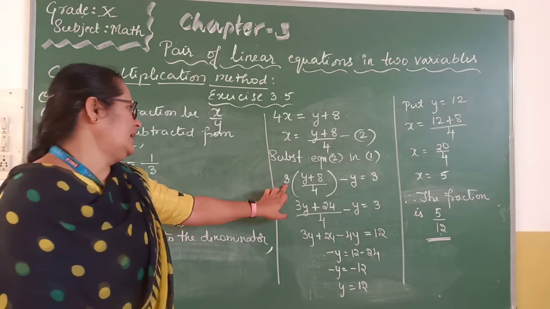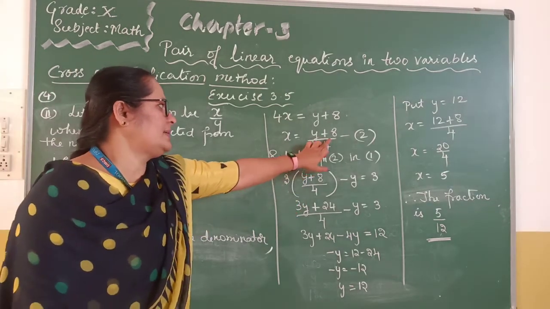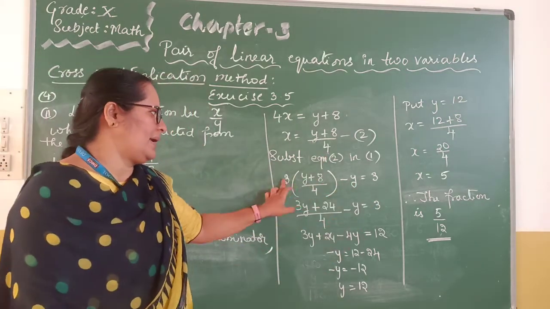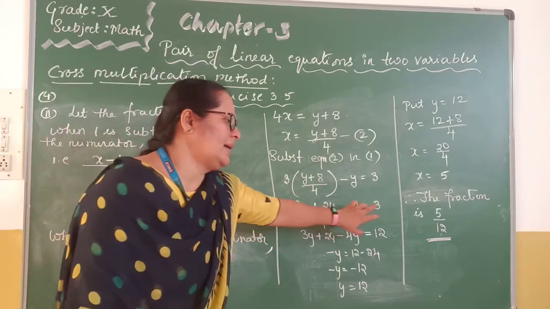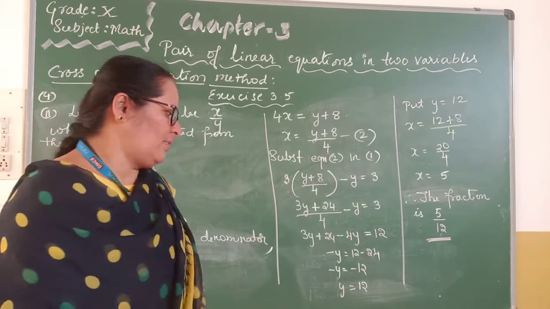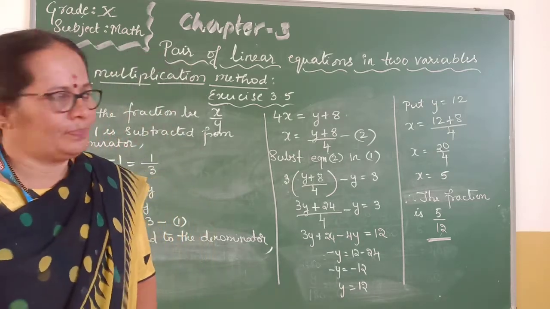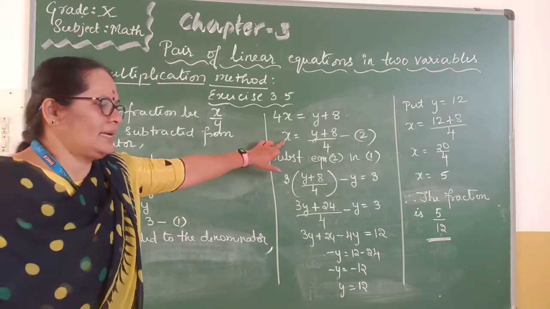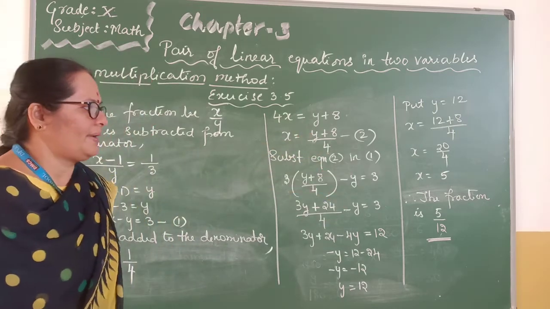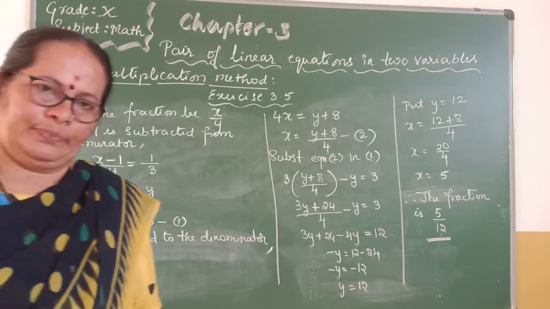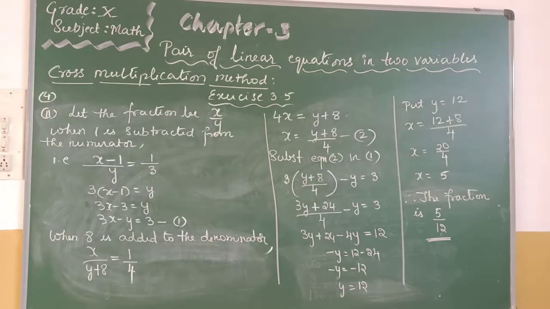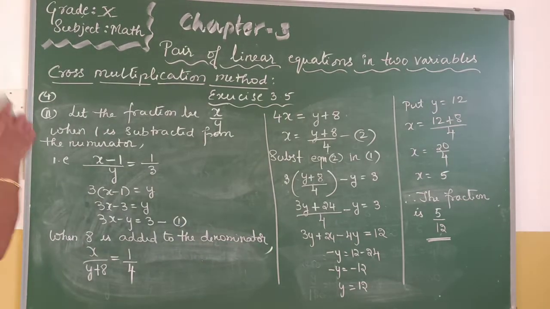So 3x, x is y plus 8 by 4, minus y equals 3. First multiply these terms and then take LCM and cross multiply. You will get the y value, which is 12. Then put the y value in the second equation. You will get x equals 5. So the fraction is 5 by 12. I hope you understood this sum. Then the next sum, that is a very important sum, the third one.